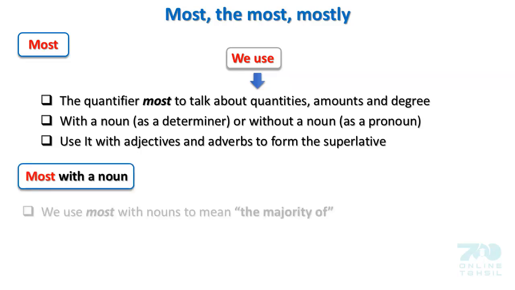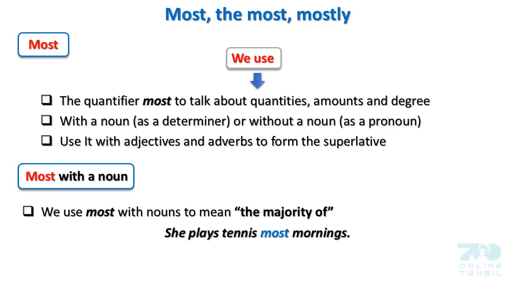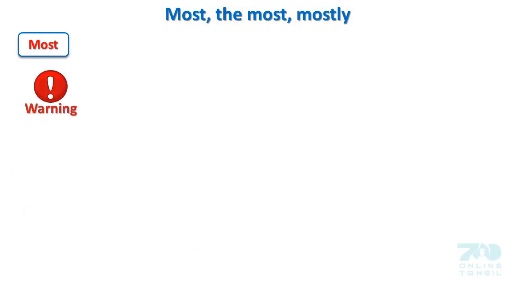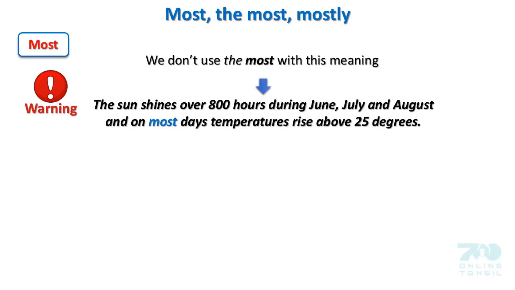Most with a noun. We use most with nouns to mean the majority of. She plays tennis most mornings. Most tap water is drinkable. Warning: we don't use the most with this meaning. The sun shines over 800 hours during June, July, and August, and on most days temperatures rise above 25 degrees. Not "all the most days".